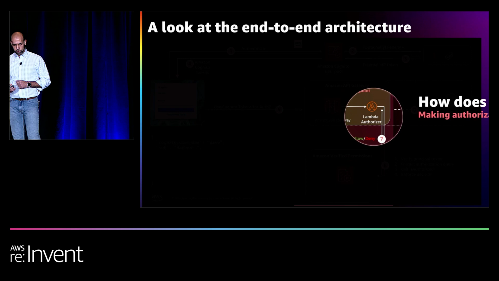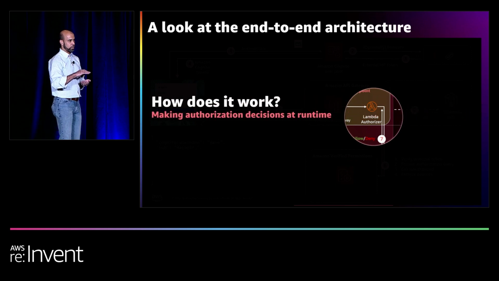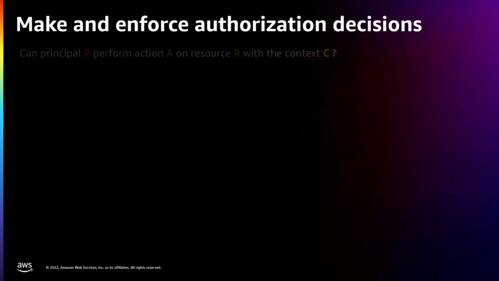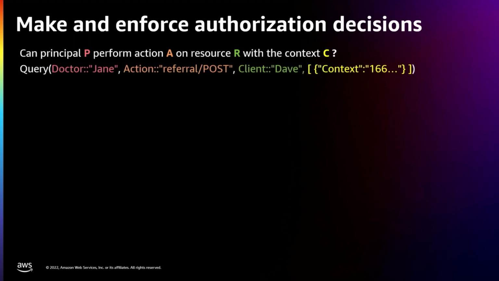So now let's take a closer look at my Lambda authorizer, because this is where the integration with Amazon Verified Permissions happens. In my Lambda authorizer, I want to answer the question of whether the principal that is trying to make the call is authorized to make this action. To put this in a more technical way, I want to run a query that says, is Dr. Jane allowed to take the action referral post on the resource client Dave under these runtime conditions?